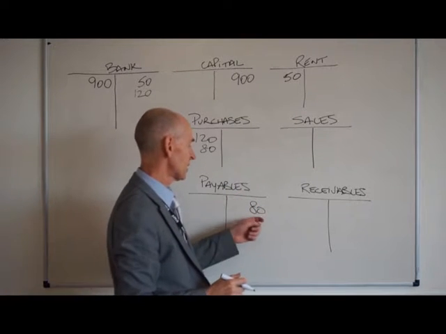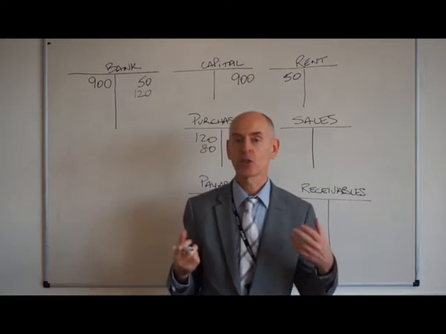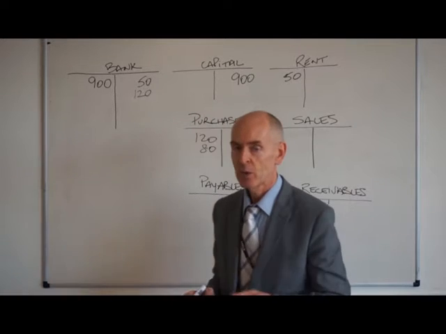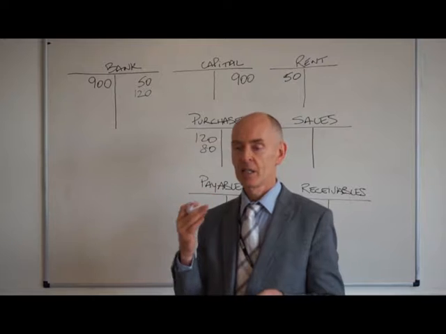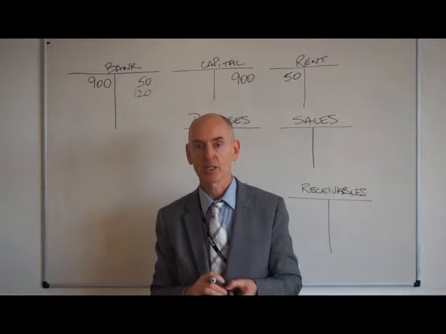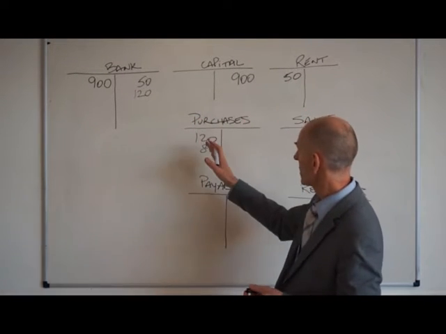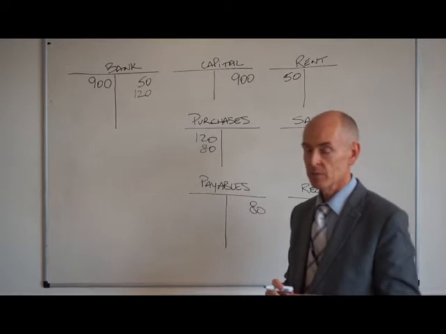Payables, liabilities, credits. So again, two sides to the transaction. We've established an expense, debit, and we've established a liability called payables, and that's a credit. So debit purchases, credit payables.